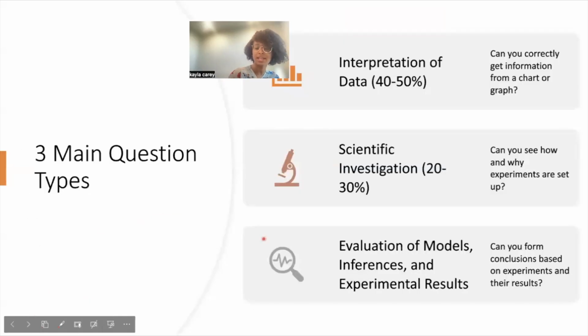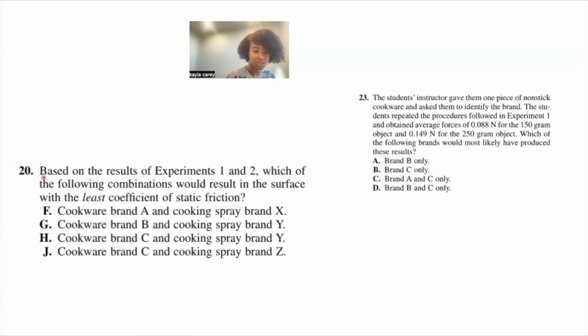The hardest is going to be the evaluation of models, inferences, and experimental results. Basically, now that you see what the graph looks like and you see how the experiment was set up, how the different factors influence the data, can you make conclusions based on that? So this will usually start with based on the results of, what do you think, right? So for this, it's going to basically make you look at both the data and how the experiment was set up to see basically what the scientists were trying to see from whatever experiment that they are looking at.